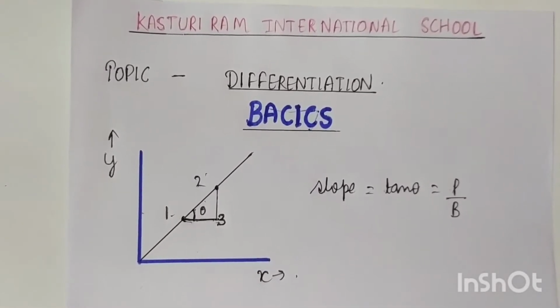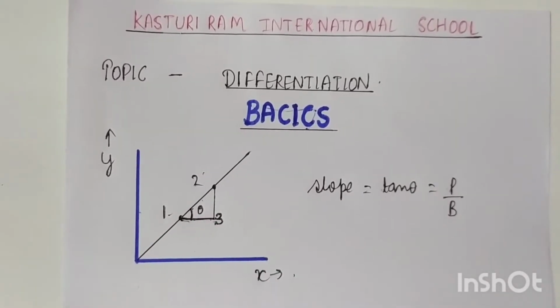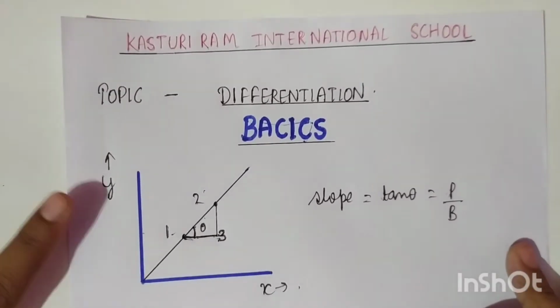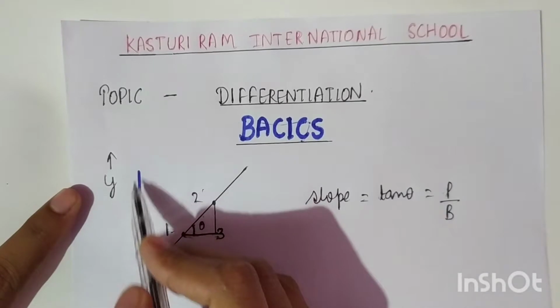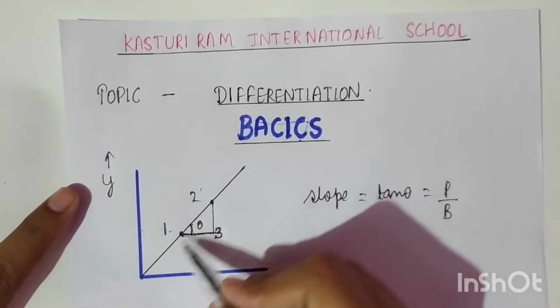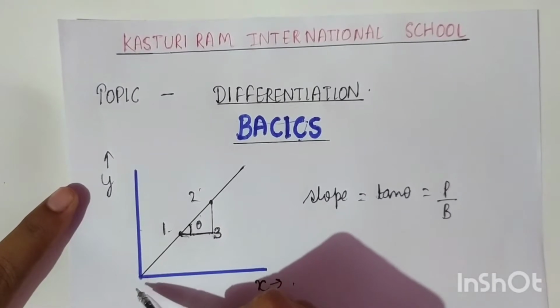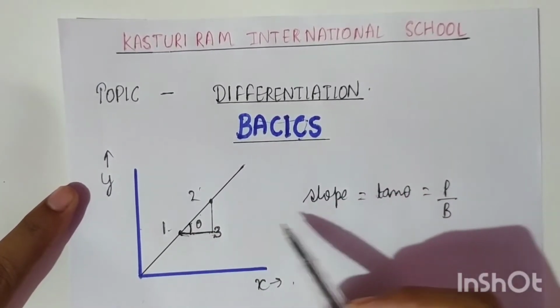So first of all, before starting this topic, let us understand what is slope. As you can see from this graph, we have one graph between the x-axis and y-axis, and a straight line which is passing through the origin. We want to find out the slope of this line. How can we do so?